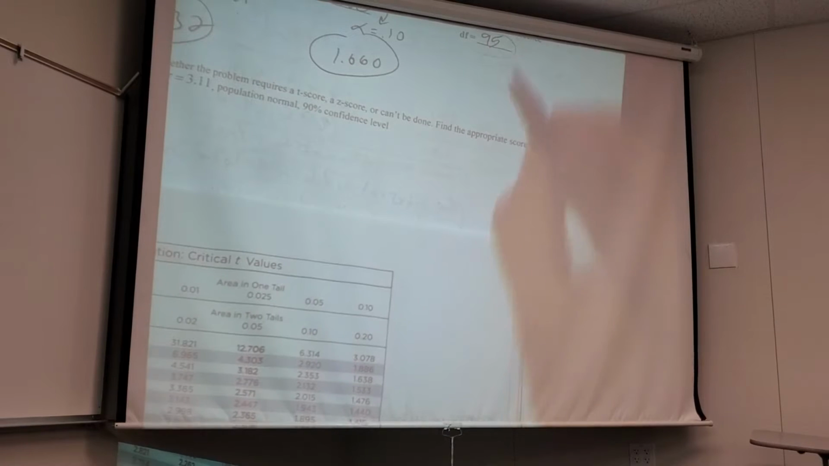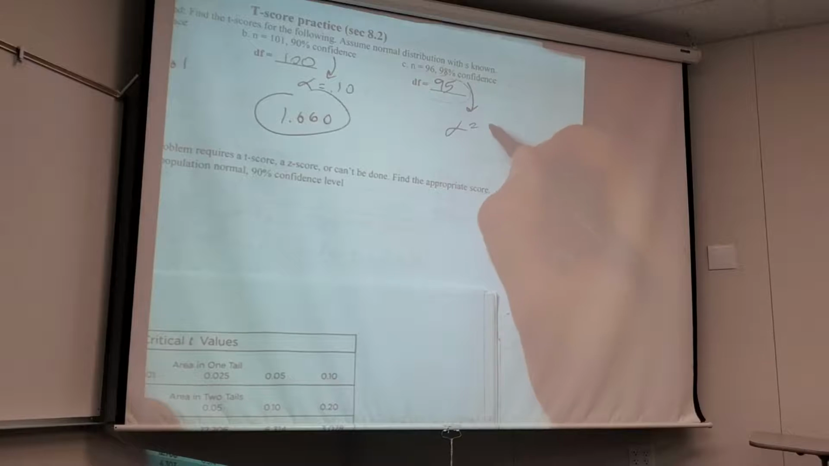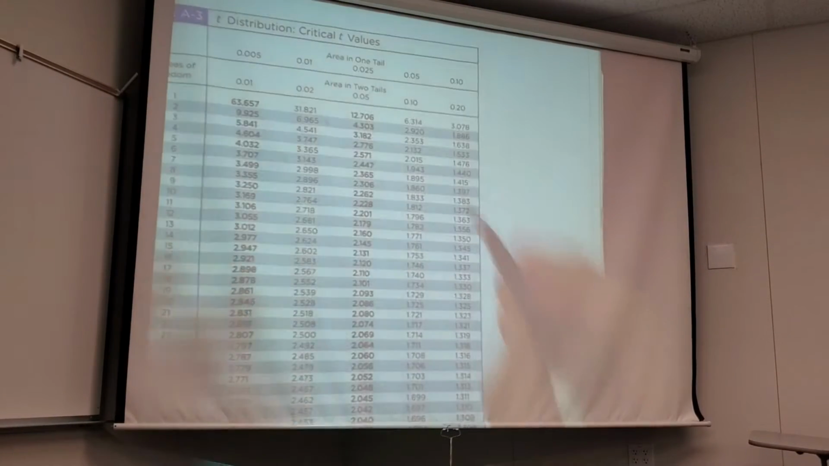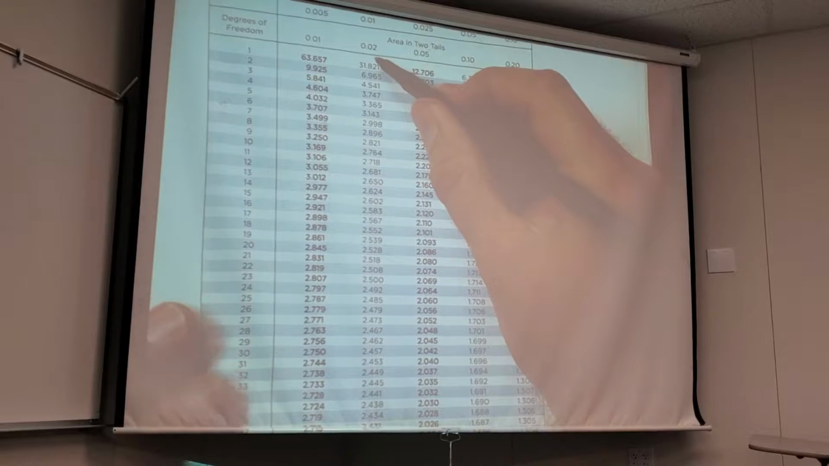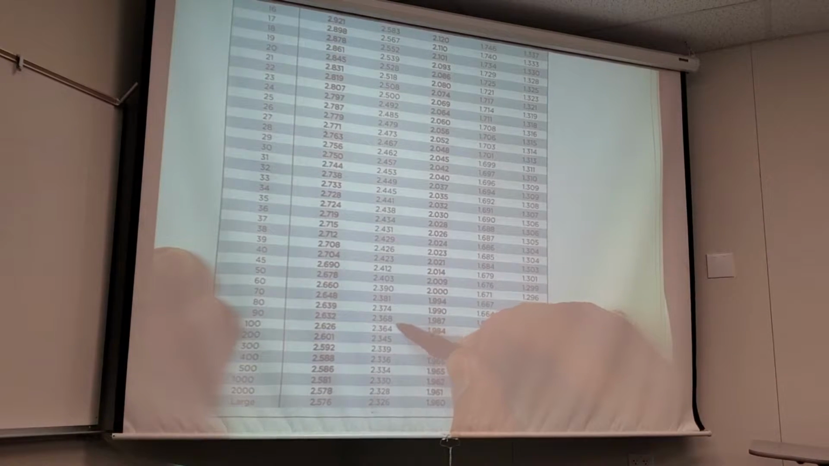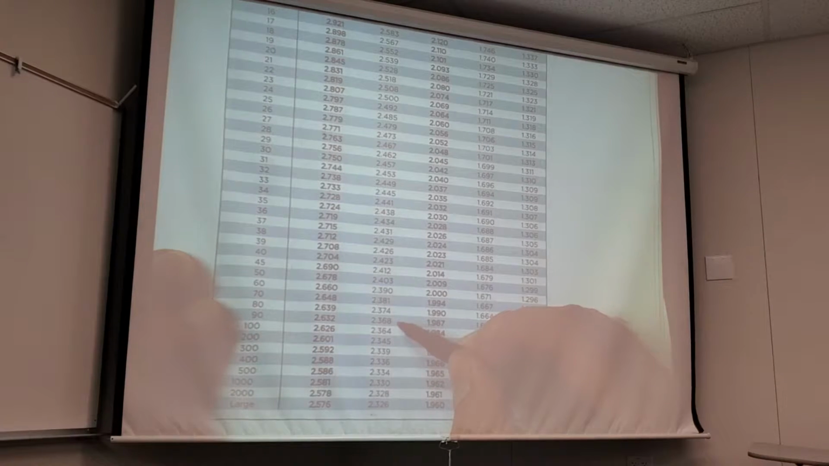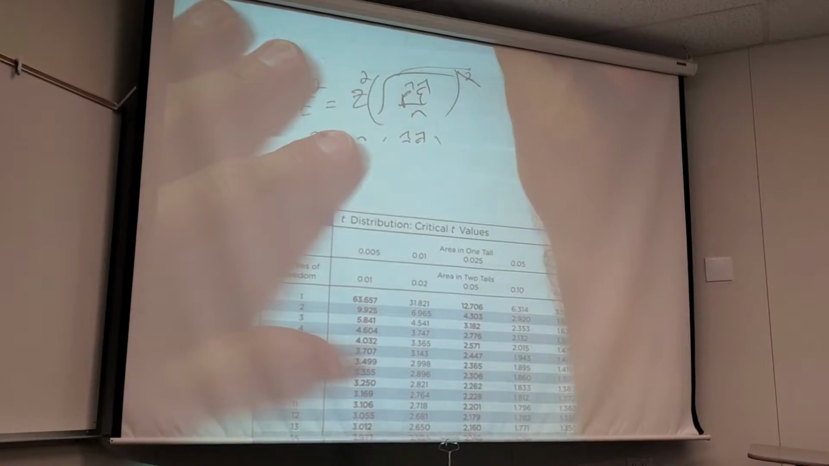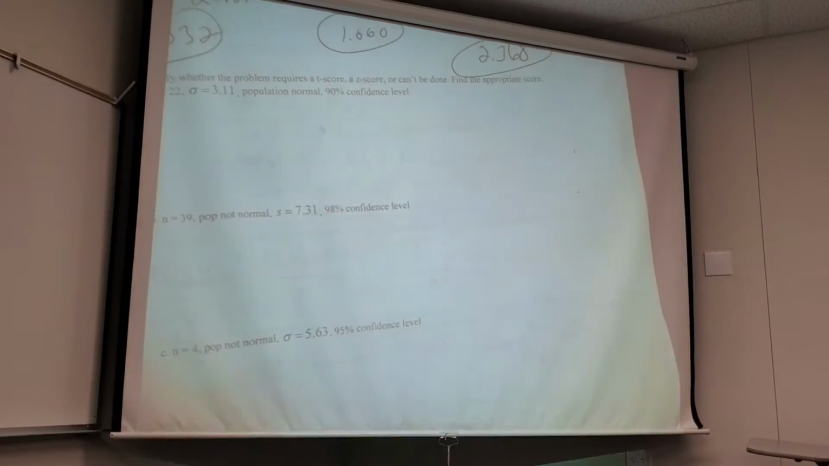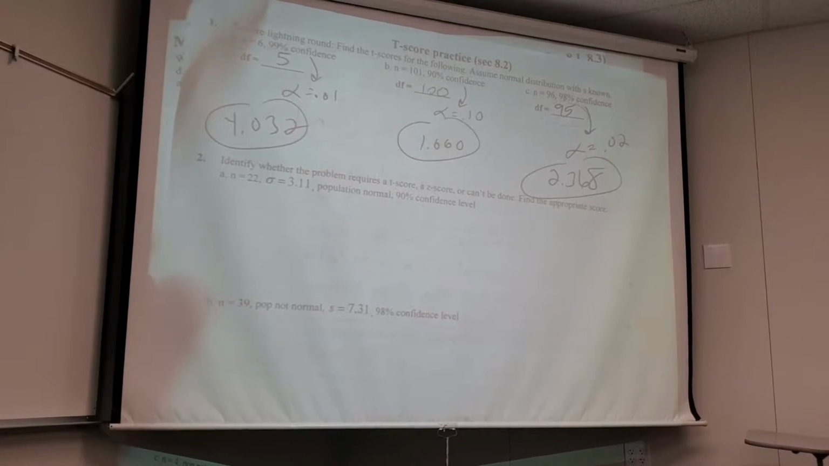So what was alpha here? 0.02. So I know I'm going to use this column, and I'm going to stop at 90. So I'd use 2.368. Or you could split the difference between these two and use 2.366, that'd be fine. Okay. So I'd use 2.368. Bam. So if you get 95, you put 90.